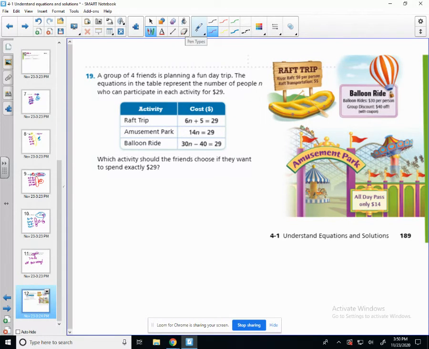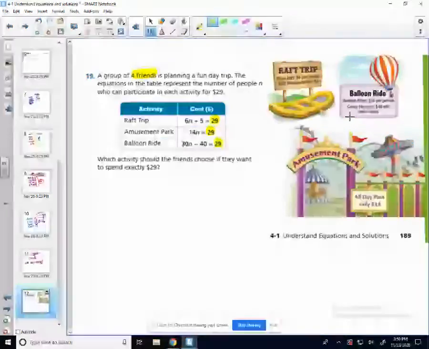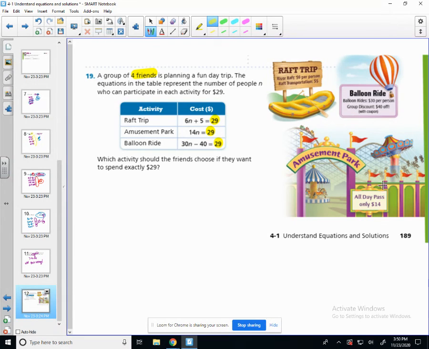A group of 4 friends, I don't like that it says is. It should say are. So 4 friends are planning a fun day trip. The equations in the table represent the number of people who can participate in each fun activity for $29. So see the $29 here? Okay. So now how much does the raft trip cost? How much does the balloon ride cost? How much does the amusement park pass cost?